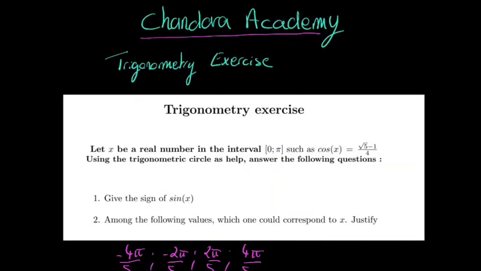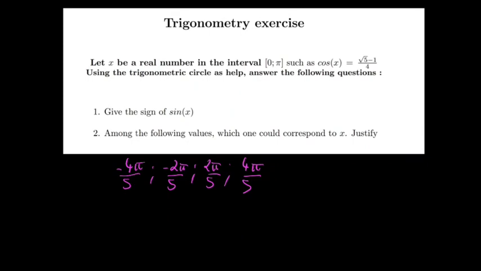In today's video we are going to solve this trigonometry exercise. This is an exercise that you are not really used to, at least for the second question, so we will work this out together. Let x be a real number in the interval 0 to pi. This is quite important information, as we are given a condition on x: cosinus of x is equal to square root of 5 minus 1 over 4.